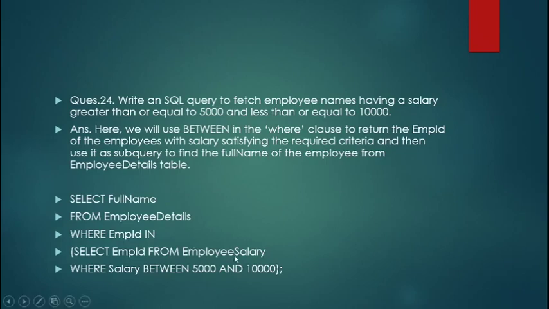What we are doing here is, first we will get all the employee IDs from the employee salary table, then we are utilizing those employee IDs in this query: select full name from employee details where employee ID in, and we are using the employee IDs from this inner query. This will fetch us all the salaries that are between, meaning greater than or equal to 5,000 and less than or equal to 10,000. So we are utilizing the result from both tables, employee details and employee salary.